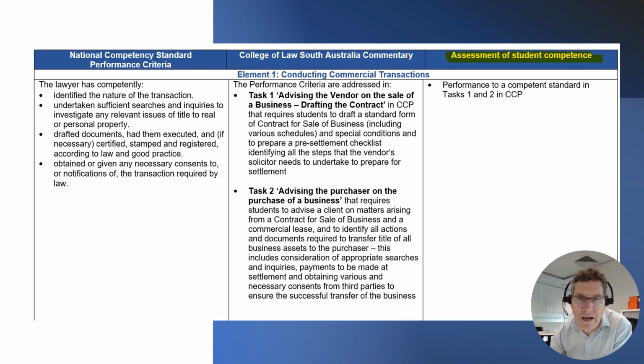That next column lists the performance to complete standard in tasks 1 and 2. And you're only seeing a small amount of that at the moment, but you'll see more of that in the actual document.